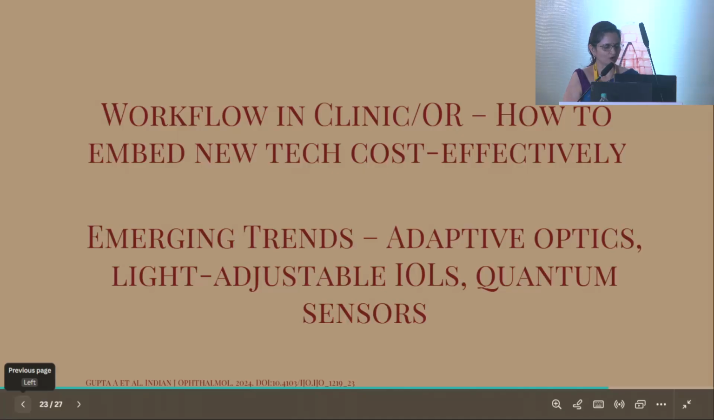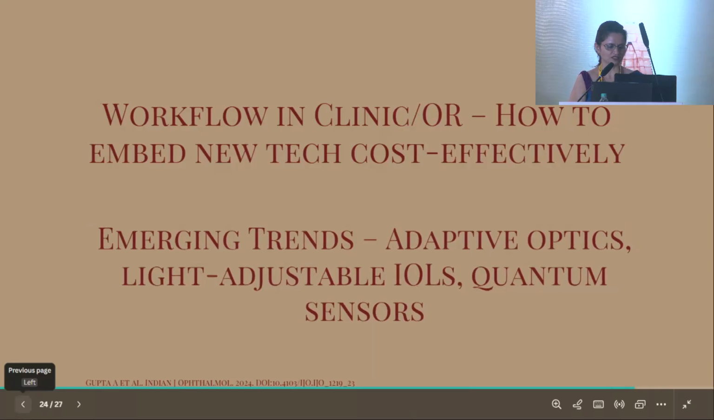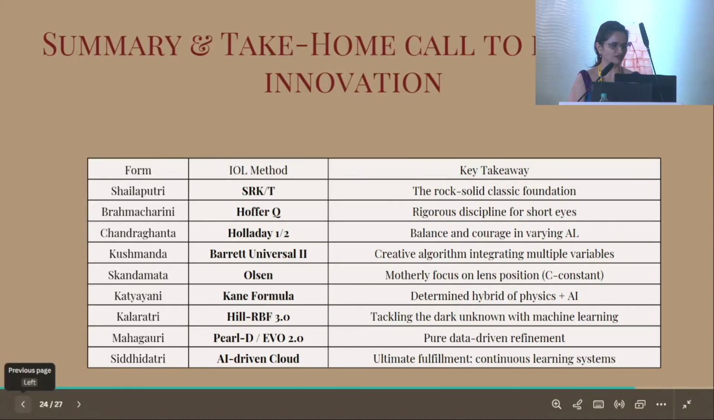Now basically how do we embed this new technology cost effectively? I would say that initially, till their data set is large enough, go ahead and only use the online calculators that are available. Don't invest in it immediately. And these are all emerging trends, such as light adjustable IOLs and quantum sensors, etc. Time will tell. There is something called the test of time. If they stand it, then it's easier for us to adapt it and more cost effective as well.